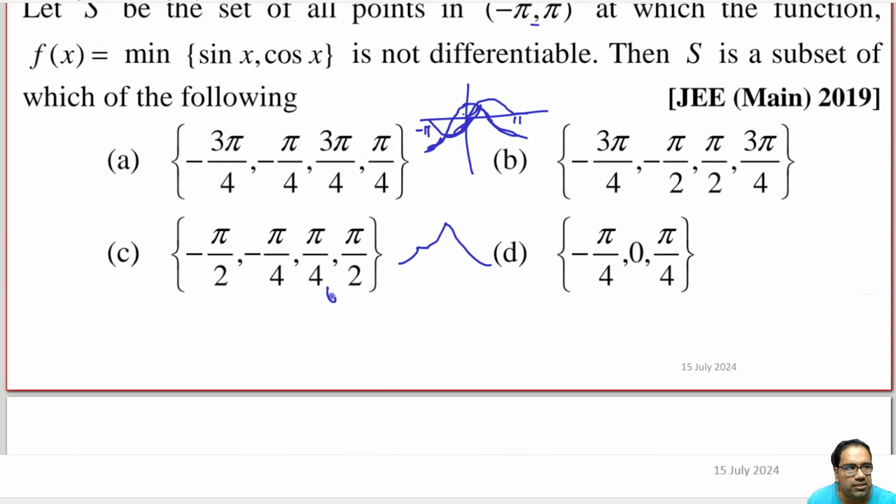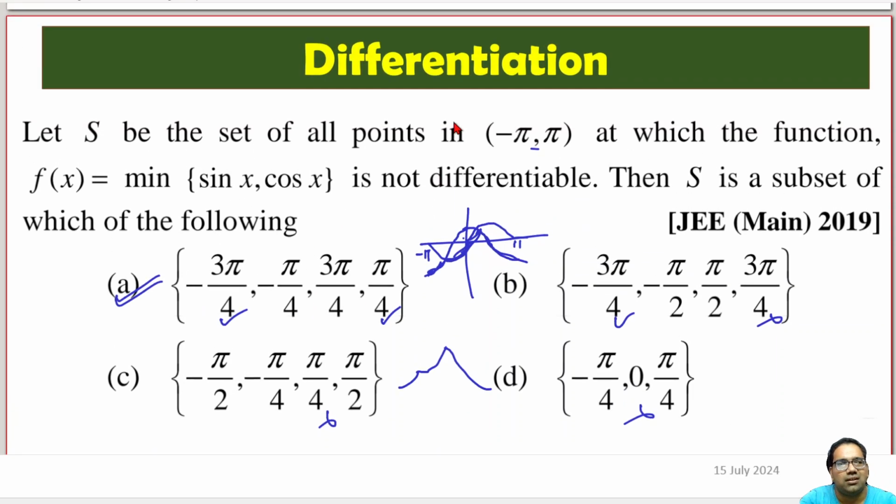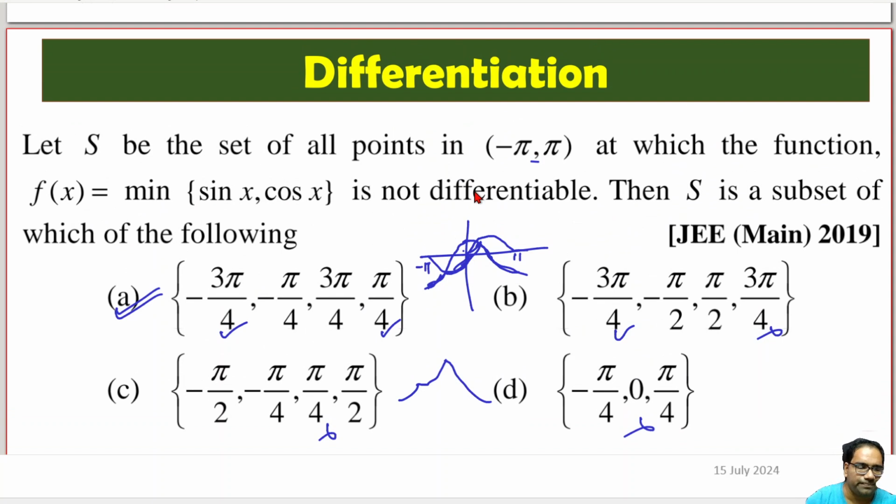Pi by 4 is there, minus 3 pi by 4 is not there. Here, pi by 4 is there, minus 3 pi by 4 is there, but pi by 4 is not there, so this is wrong. This is also wrong. So this is the correct answer. We have both the points here. Remaining 2 options we can ignore. Right, guys? Very, very basic problem. We just have to draw the sine graph and cos graph, nothing else.